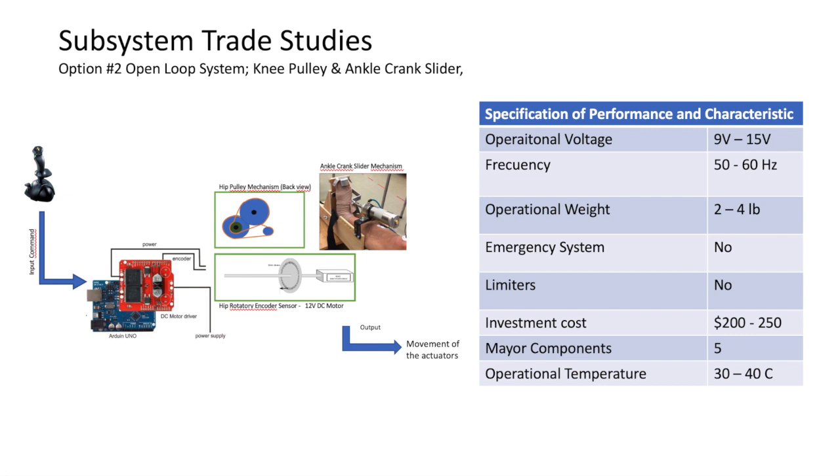As in our first model, we define the same specifications, which are as follows: the operational voltage between 9 to 15 volts, the frequencies between 50 to 60 Hz, the operational weight between 2 to 4 pounds. It doesn't have an emergency system, it doesn't have limiter systems. The investment cost is between $200 to $250, and it has 5 major components. The operational temperature is between 30 to 40.